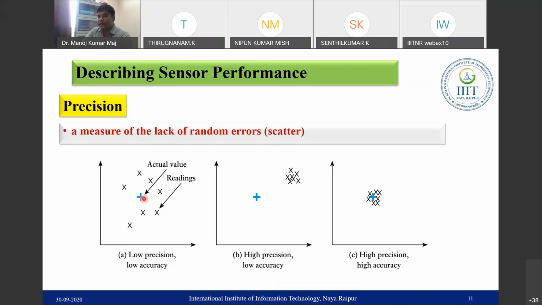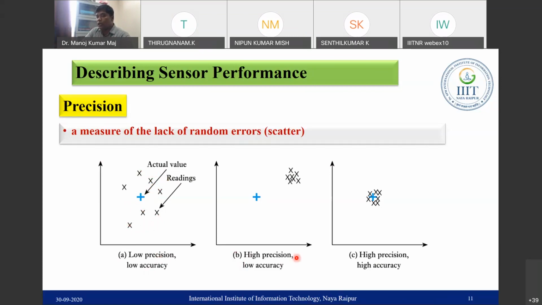So we can see that this is your actual value, and these are the readings. The readings are not being matched with the actual value, and whatever readings we get at different times or in different situations are also scattered. So in this case the precision is low and the accuracy is also low. This is what low precision and low accuracy mean.